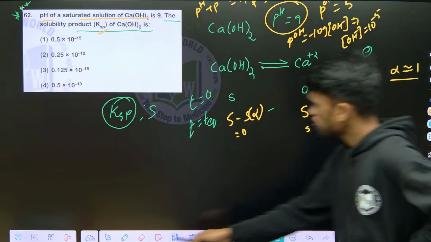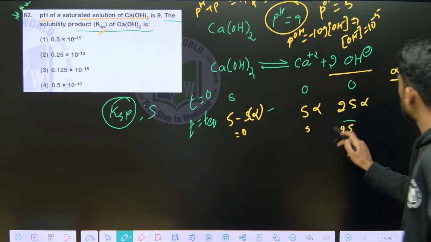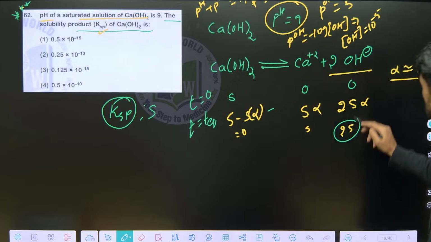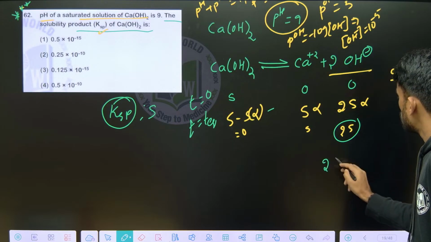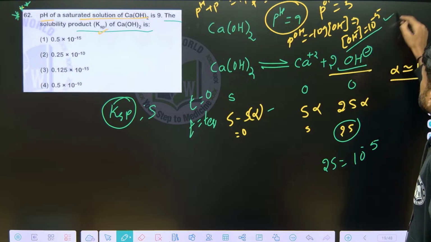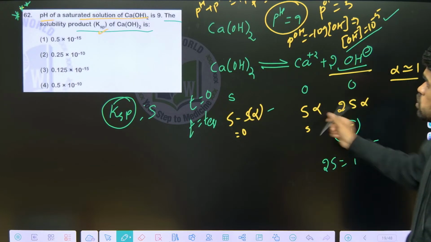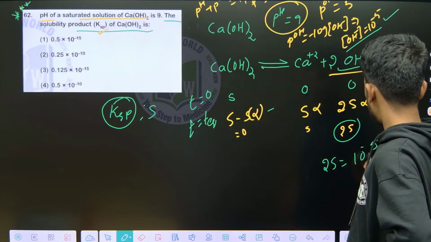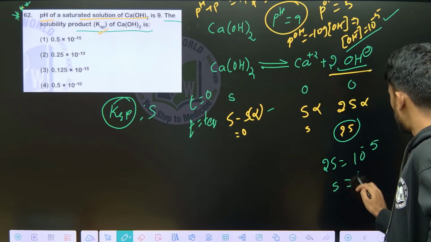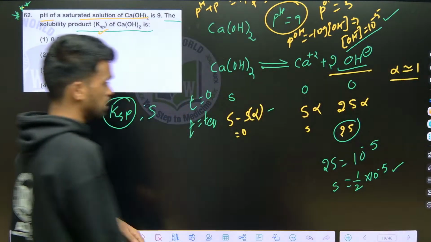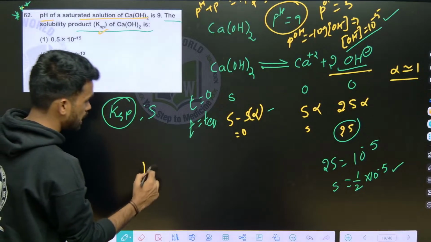Now directly find here. So 2S is this much. Okay, 2S we got like this. Now see, what is the value of 2S here? 2S value is 10 power minus 5, because the complete OH minus ion concentration is 10 power minus 5 in the solution. That's why I am writing 2S equals 10 power minus 5. So then S will be 1 by 2 into 10 power minus 5. So this is how you need to write. Okay. Then next, find KSP.